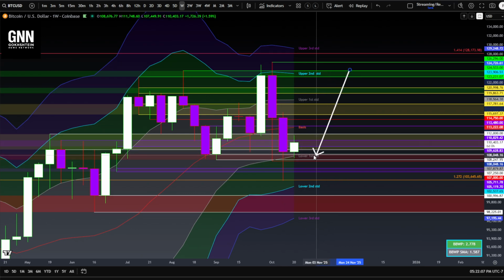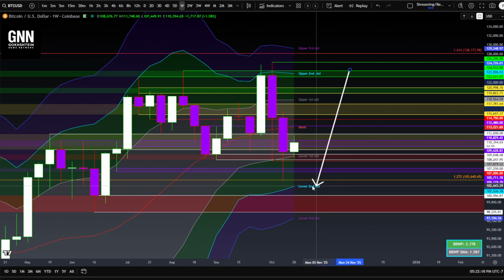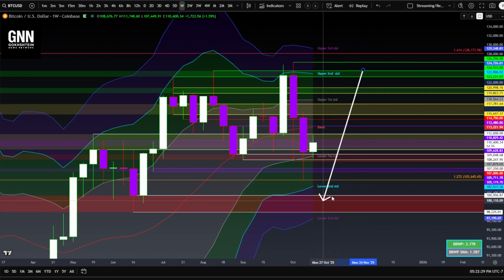Any breakdown below the lower first and losing the 107 low is going to bring the 105 area right back into play, down to the 1.272 by 103.5. And again, 102.5 is going to be another big area. Of course, that is a monthly close open, but realistically, the liquidity lies where? Lies 101 to that 98,225.